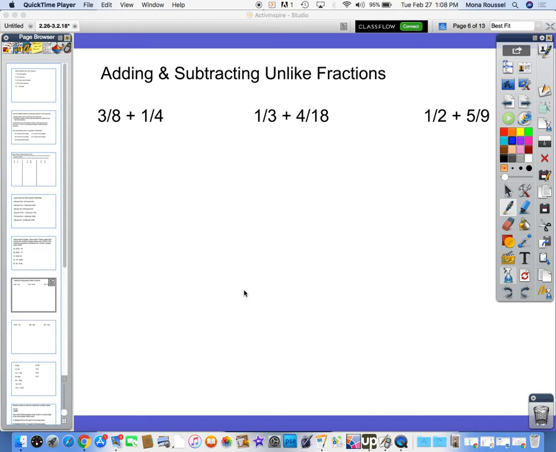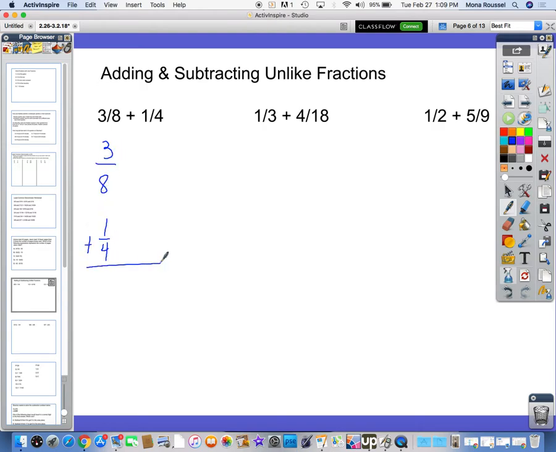In this video, we're going to learn how to add and subtract unlike fractions. We're going to use our skill from yesterday on how to find least common denominator and write like fractions to help us with this lesson. So if we want to add 3/8 plus 1/4, we're going to have to find the least common denominator for eighths and fourths, write like fractions, and then we will be able to add them.